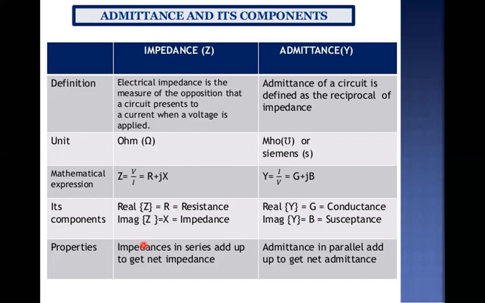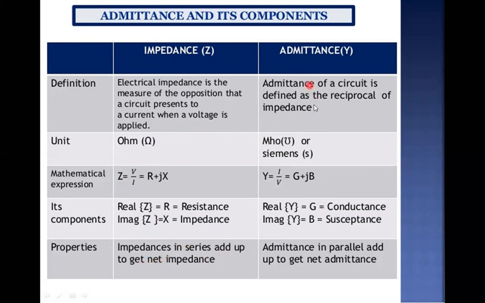So what are impedance and admittance? Electrical impedance is the measure of the opposition that a circuit presents to current when a voltage is applied. The unit for impedance is ohm, and the mathematical expression is Z, which is nothing but V by I. Its real component is resistance R, and the imaginary component is reactance X. Impedances in series add up to get the net impedance.